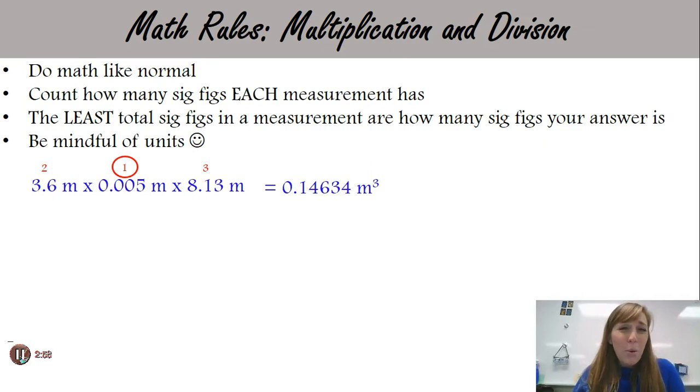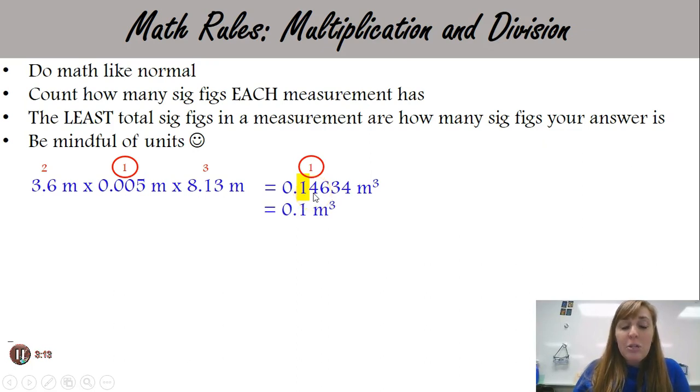So since our middle guy only has 1 sig fig, then I only get to keep 1 sig fig in my answer. So that first sig fig is my 1 here. Ironic that it was a 1 that wasn't planned. Which means I need to look after it to round. The 4 does not bump it up. So this becomes 0.1 meters cubed.